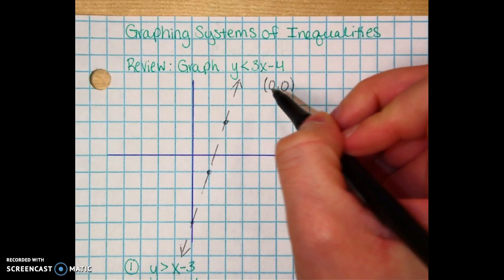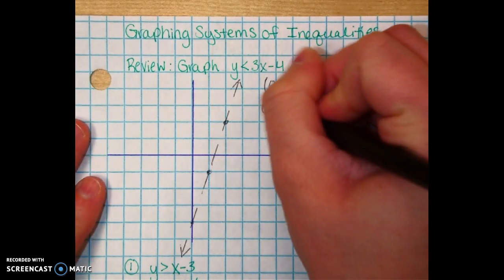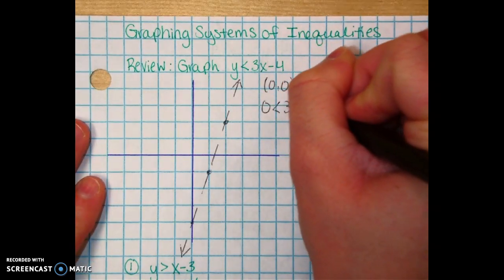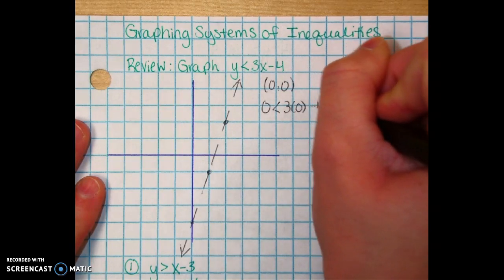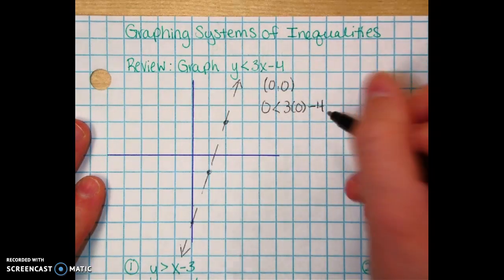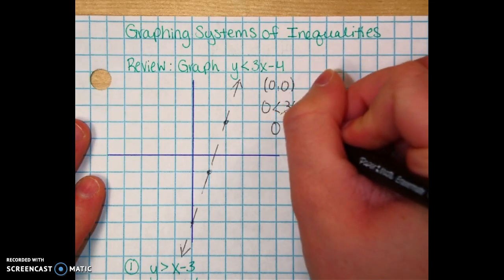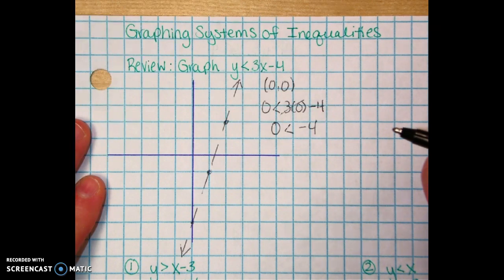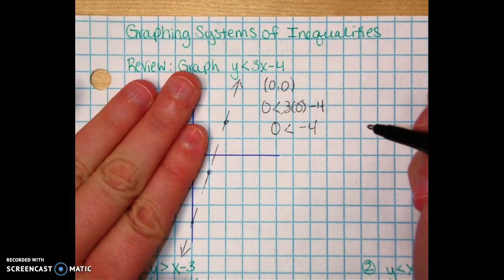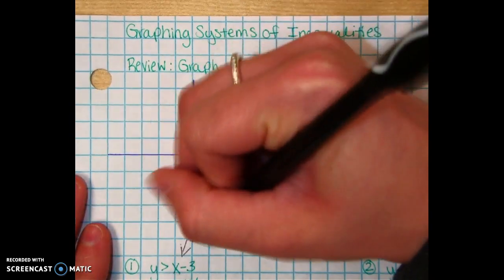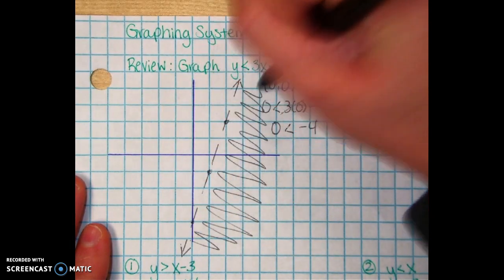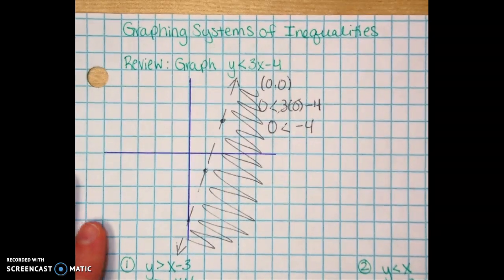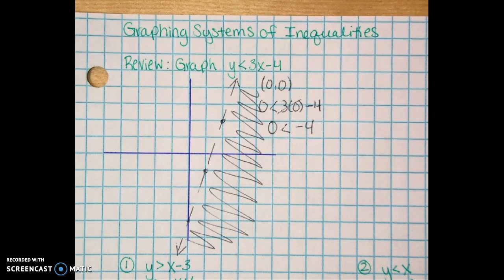If I substitute 0, 0 into that inequality, I get 0 is less than 3 times 0 minus 4. That's gone. So is 0 less than -4? No. So I do not shade where 0, 0 is, I shade the other side. So that would be that side. Okay, so hopefully that's coming back to you. And now let's get into the new stuff.